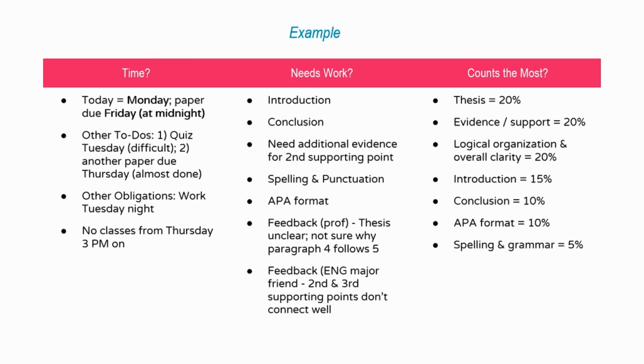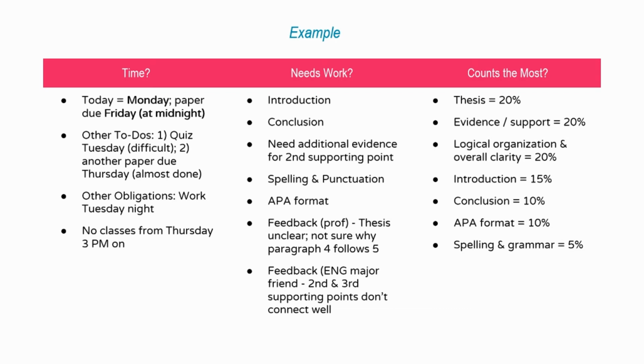So this is my example. Today's Monday, and this project is due Friday at midnight. I've got a really difficult quiz on Tuesday that I need to study for, and I have a paper due Thursday and it's almost done. Yeah, it's about half done. I kind of overestimated that. So it's about half done and it's due Thursday. I work Tuesday night this week, but I also have no class on Thursday after 3 p.m.